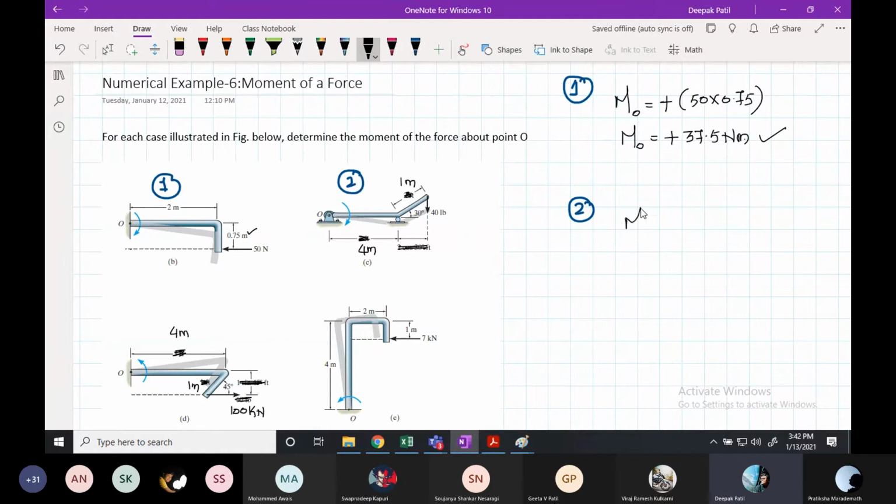I will write it as moment at O in the second case. Now you have to see this example. Let this be say 100 kilonewtons. Can anybody tell me what will be the moment produced by this 100 kilonewton at point O?